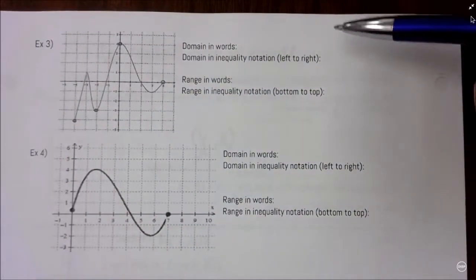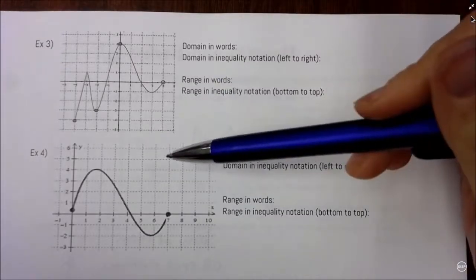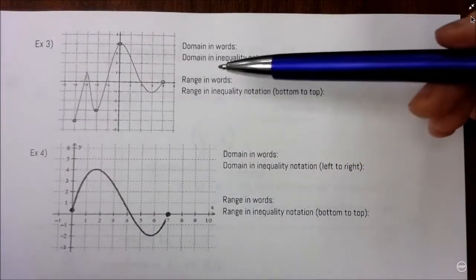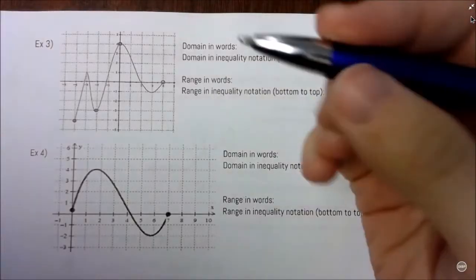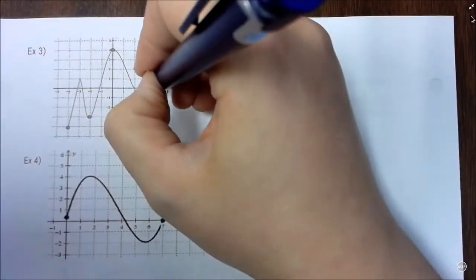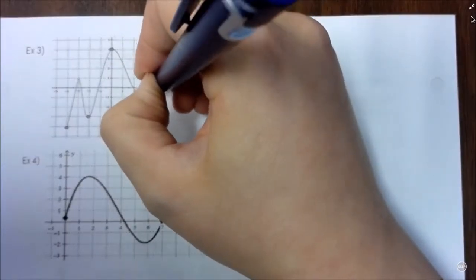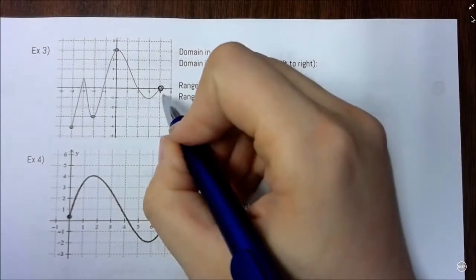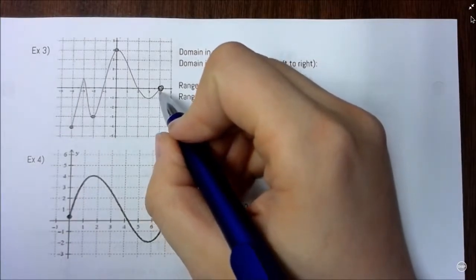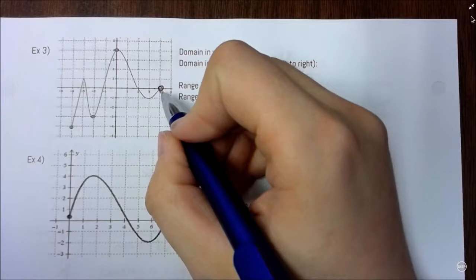Example 3. Example 3 and 4, I've got graphs here for you already, so we don't have to go over to Desmos to type anything. And I want to point out, in case it's not clear, this is an open circle right here at 4, at the point (4, 0). It's an open circle. That means the line doesn't actually touch that point.